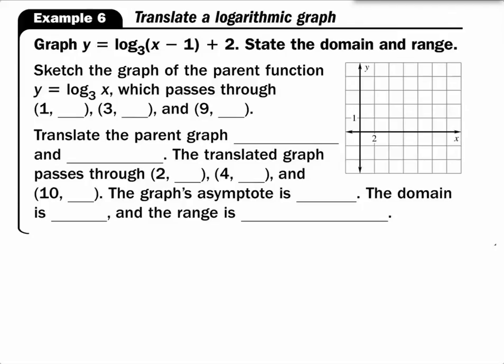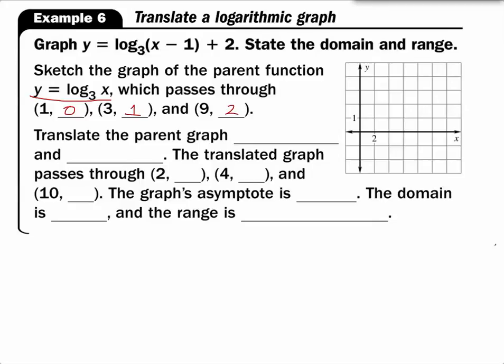Y equals log base 3 of x minus 1 plus 2. Here we get to work. We've got this adding and subtracting business going on. Let it go for now. First suggestion is just graph y equals log base 3 of x. So this simpler version is going to be 1, 0, 3, 1, and 9, 2. That's because 3 to the 0 is 1, 3 to the 1 is 3, 3 to the 2 is 9.